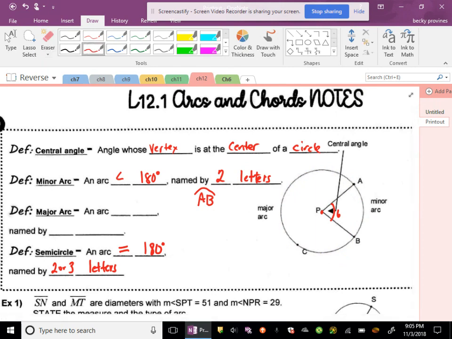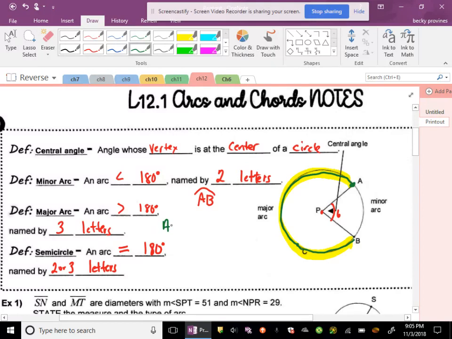So for a major arc, it means it has to be more than 180 degrees. And this is named by 3 letters. So if I wanted the big arc, let's go back and draw this in. If I wanted that big arc, you would have to start with each end point. So I would start here with A, and keep going along this path, and then I would have to pass C, and then get to B. So I would say A, C, B, and put an arc on top.